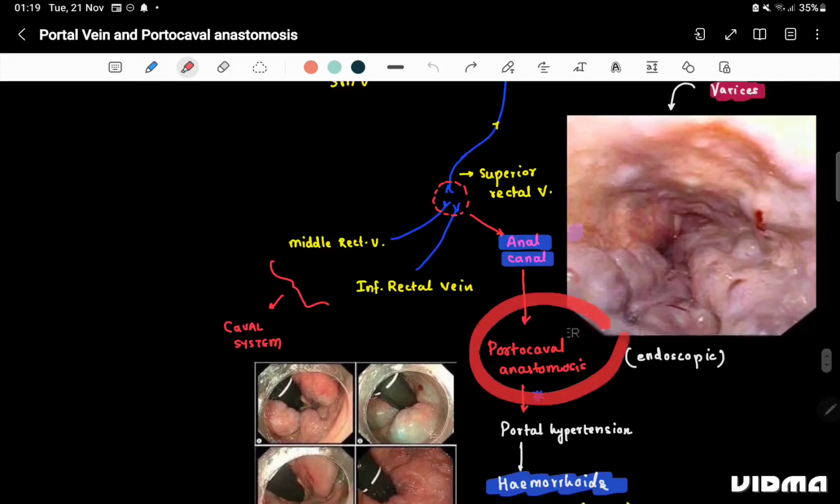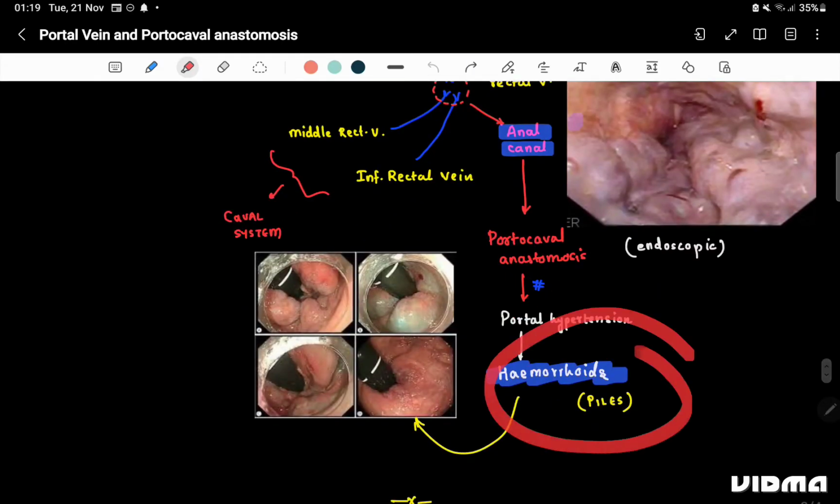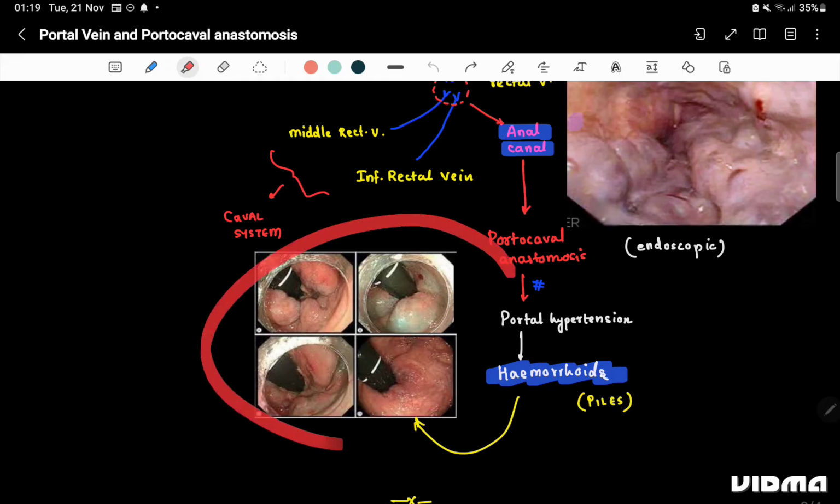And this is a site, the anal canal is a site of your portocaval anastomosis. And if there is portal hypertension, then you will suffer from hemorrhoids. Hemorrhoids are your piles. Okay, these are your piles. You can see the endoscopic views.